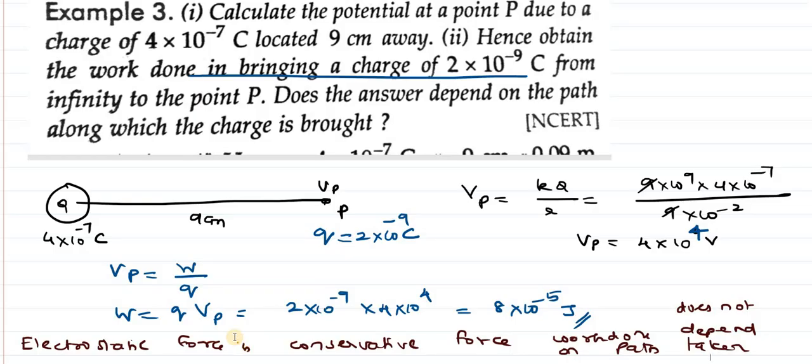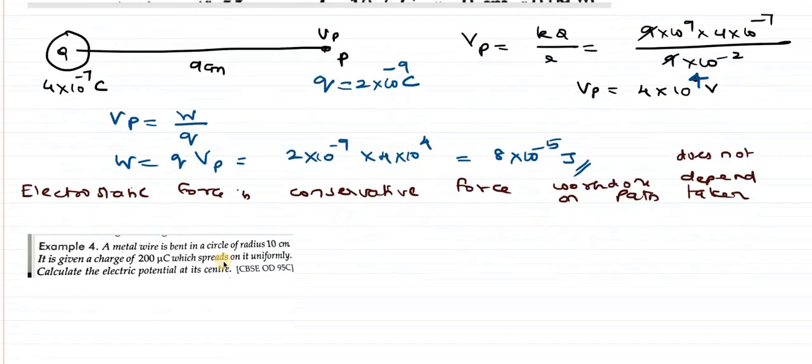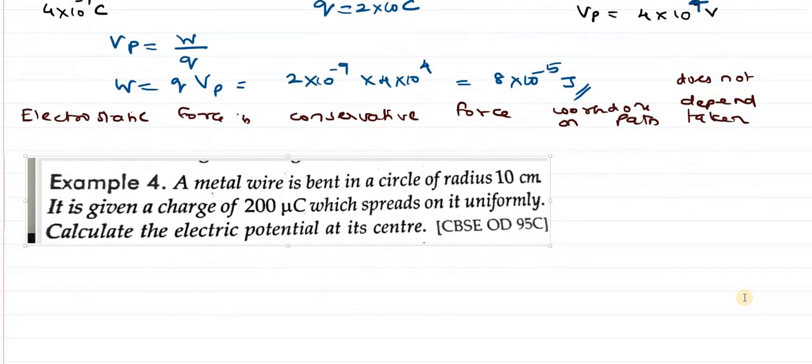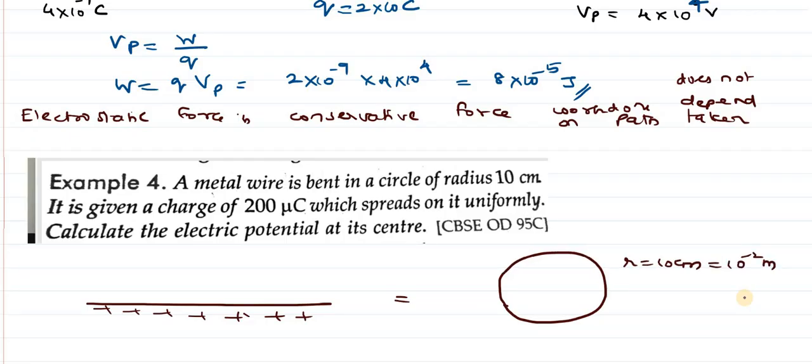Next. Is that clear? Any doubt till here? Next is what? A metal wire is bent in a circle of radius 10 centimeter. Okay. So what they have given? Metal wire. Take a metal wire. This is bent in the form of a circle with radius R equal to 10 centimeter, that is 10 power minus 2 meter.